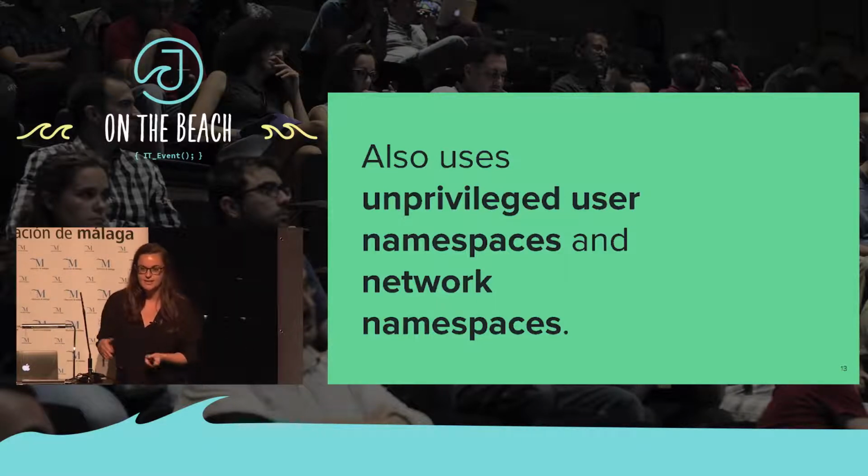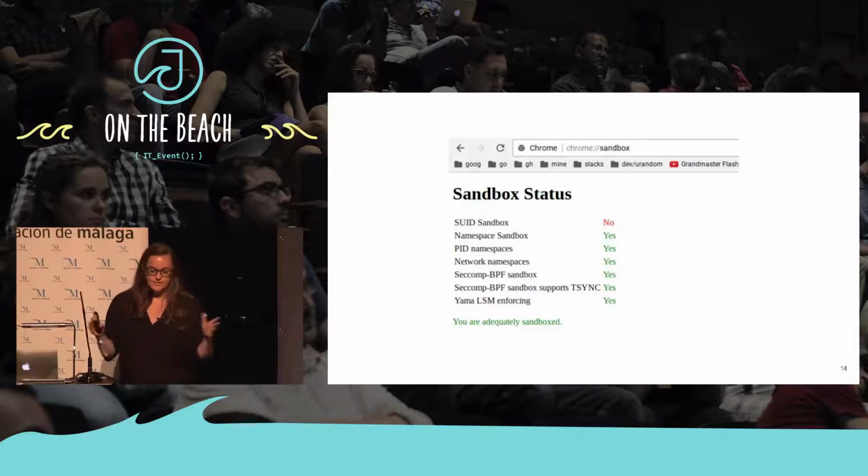And namespaces, they limit what a process can see, and C groups actually limit what a process can use. But mostly what Chrome uses is namespaces, because for C groups, you need to be a more privileged user to create them. It's kind of a problem. So you can check out in Chrome your sandbox status and see that you're not running the SUID one, which is the old one. And then you can see all these namespaces.